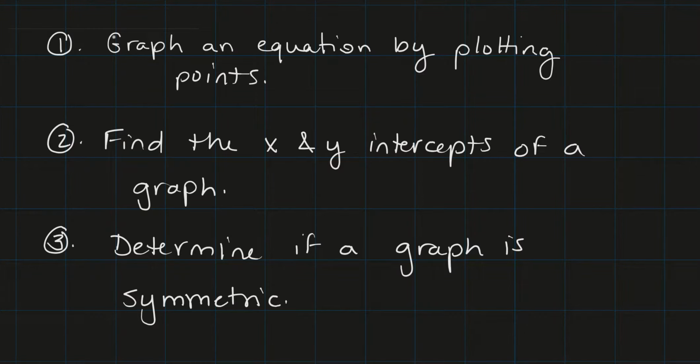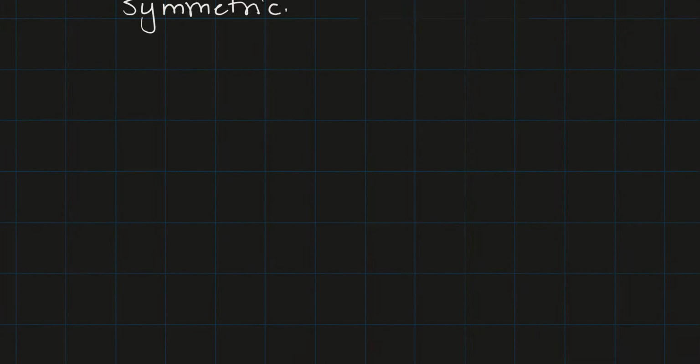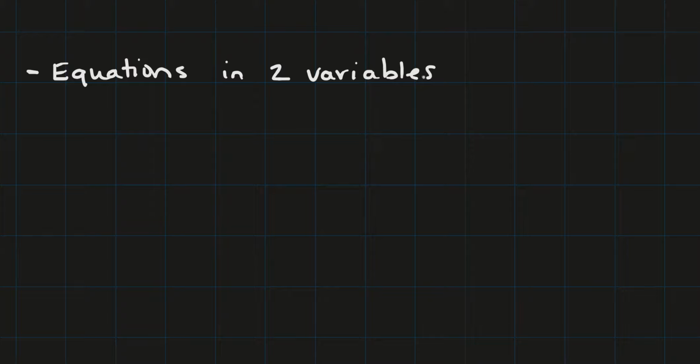So let's look at the first topic, graphing an equation by plotting points. So what I'm going to do is I'm going to give you an equation in two variables. So that's what we're going to be studying. Equations in two variables. And the two variables I'm going to give you for this section are x and y.